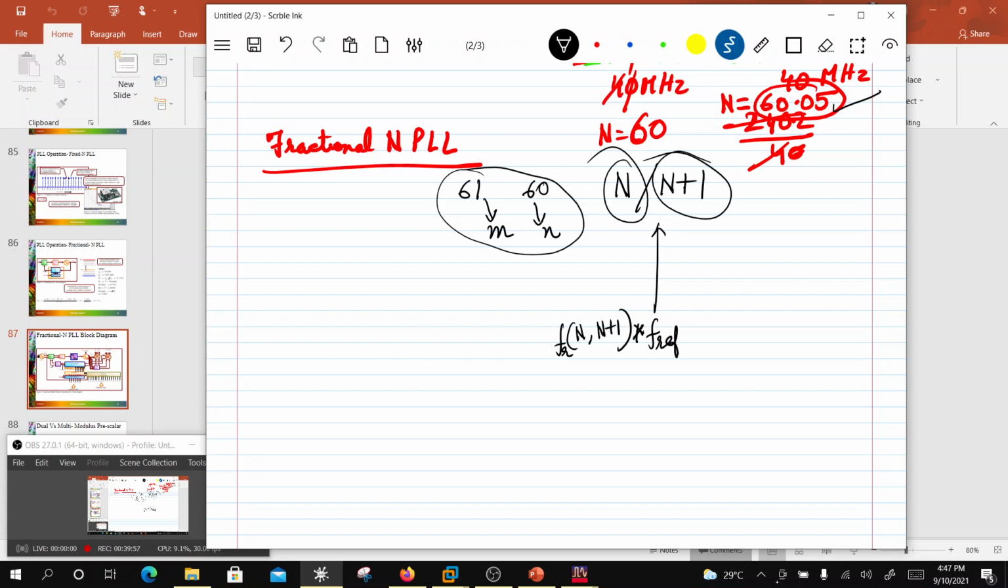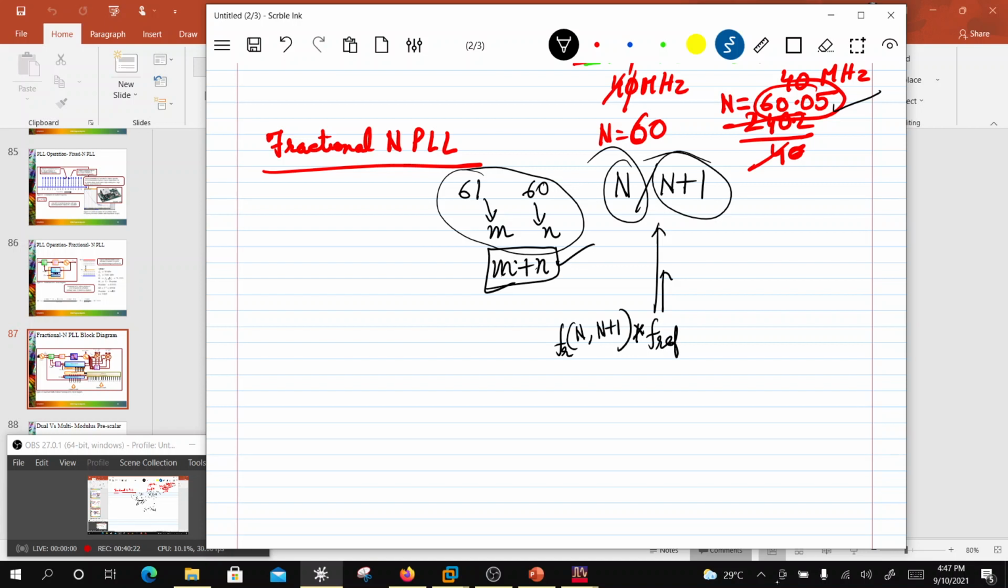So this is my output, but there is a transition per cycle, in the sense that over n plus m cycles, somewhere there is going to be a transition between N and N plus 1, and that is going to repeat over these cycles. Over m plus n cycles, this is going to repeat, and this will result in a spur.